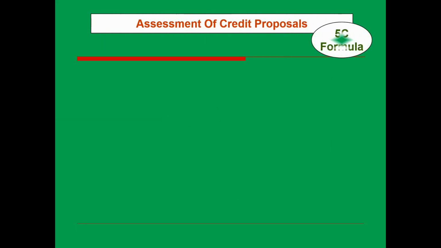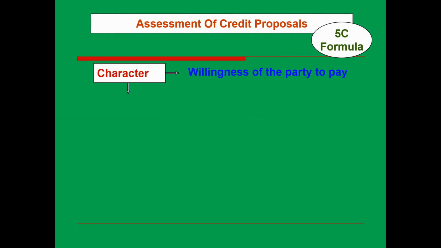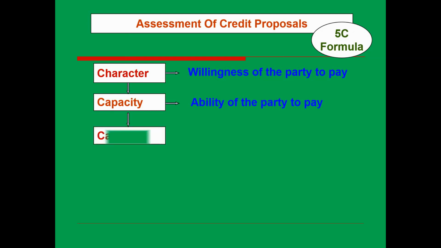Assessment of credit proposals, 5 C's formula. Character, willingness of the party to pay. Capacity, ability of the party to pay the loan, EMI, whether he has sufficient income, net profit to pay our EMIs or credits of sale proceeds in the working capital account. Capital, does he have the capital or margin, the financial reserves of the party?